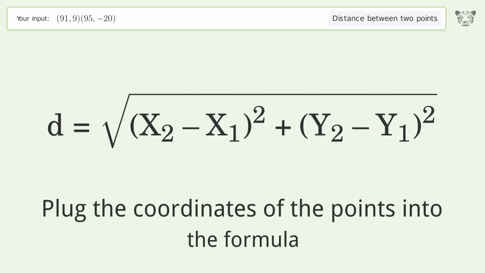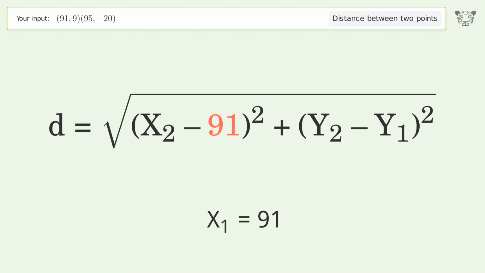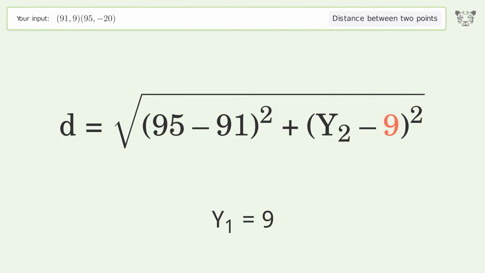Plug the coordinates of the points into the formula. x1 equals 91. x2 equals 95. y1 equals 9. y2 equals -20.